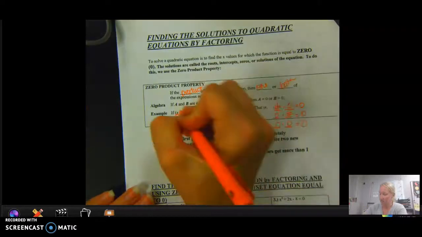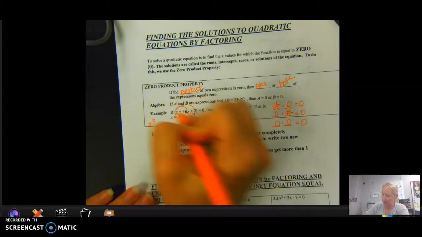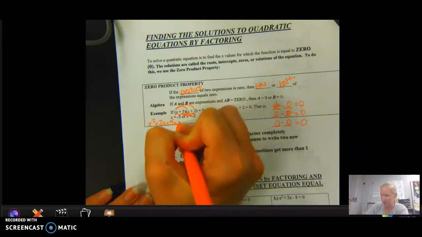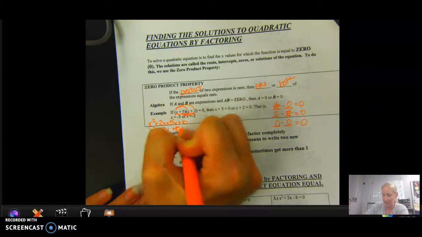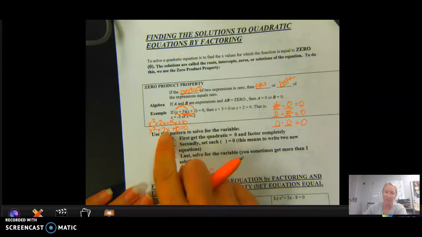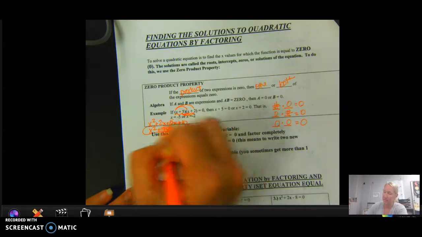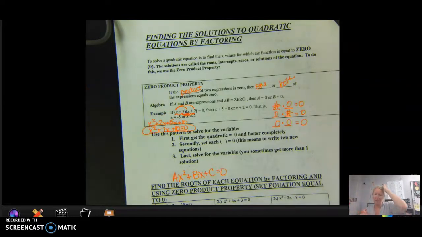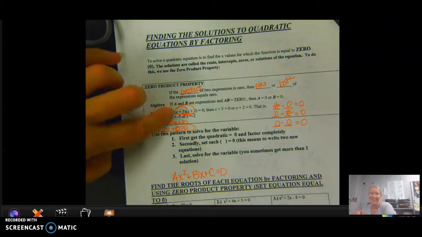If I FOIL it or multiply it, I do x times x, which is x squared, x times 2, which is 2x. Then I do inside. 5 times x is 5x, and 5 times 2 is positive 10. I get x squared plus 7x plus 10 equals 0, because 2x's and 5x's together makes 7x's. So this guy factored started out as this quadratic equation and became this when we factored it. We're going to talk today about going from this form to this form and then solving it.